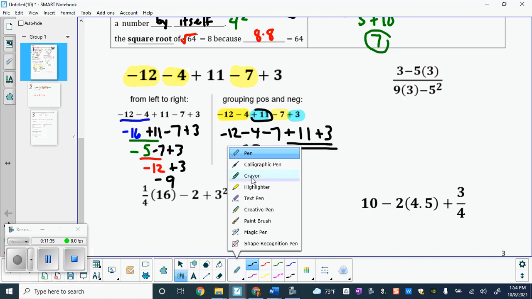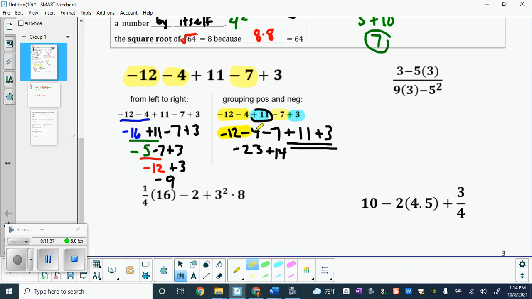So again, let me get my highlighter out just so you guys can see here. I just put together anything that was negative, the -12, the -4, and the -7. And even though they look like subtraction signs in the problem on their own, that's a negative. You can kind of see here when it's highlighted. And then I took those blue numbers, the positives, the +11 and the +3, and then just made that a 14.